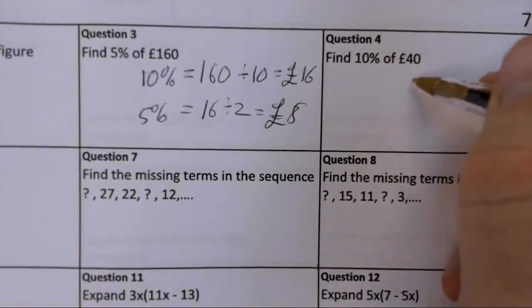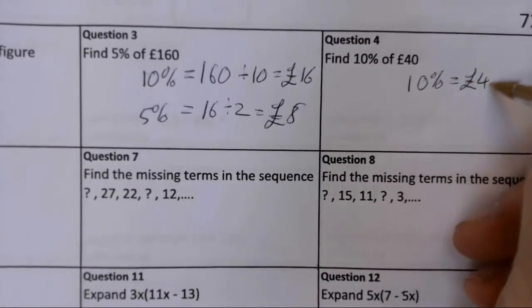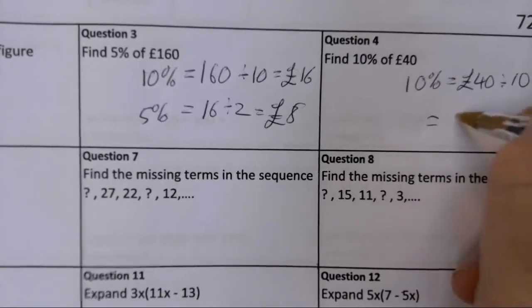10% of 40, well, that's the easy one, isn't it? That's just divide by 10. So that's 40 divided by 10, which is £4.